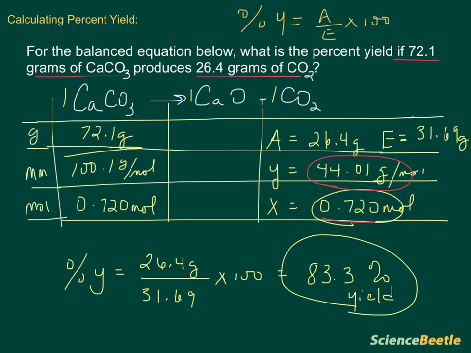In the next video, we're going to be using slightly different information. We're going to be using a starting amount for a reactant and perhaps the percent yield, and we're going to have to calculate how much of a particular product is going to be produced. That's what's coming up in the next video.